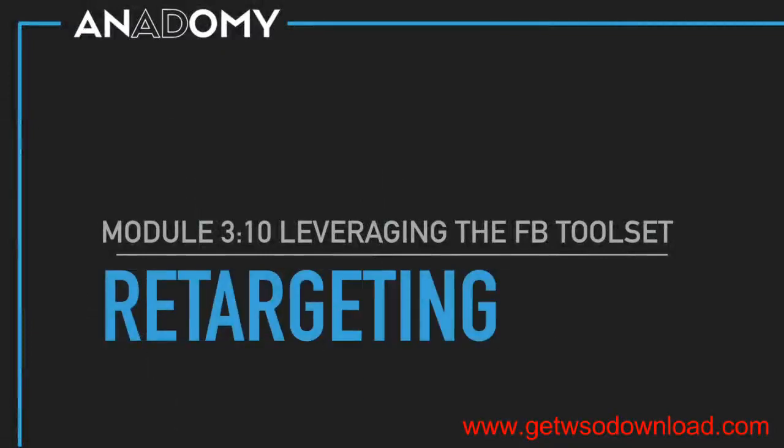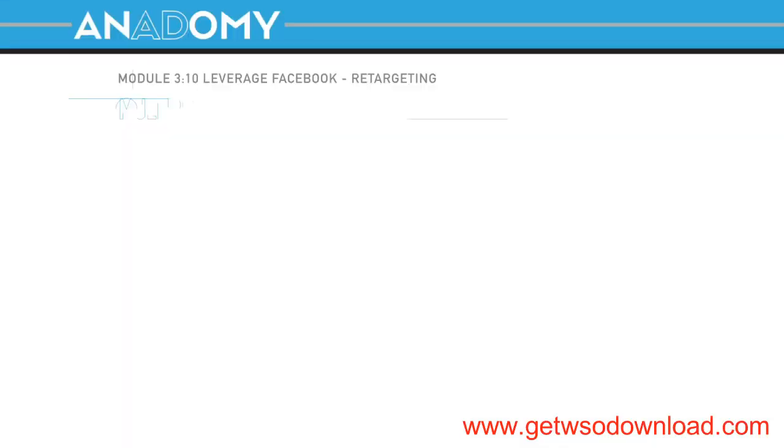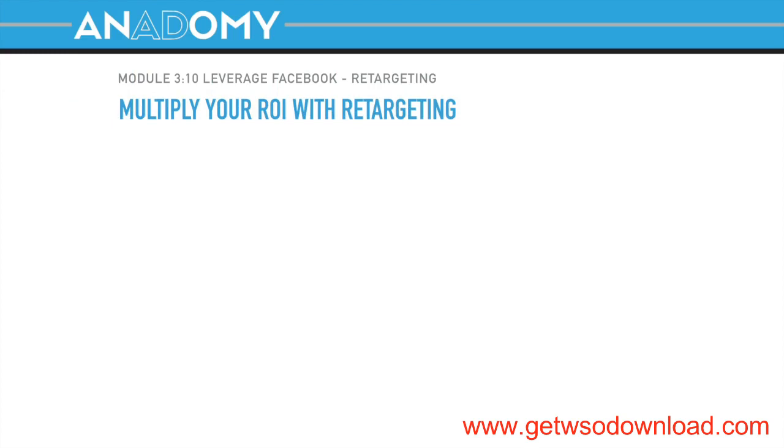What I want to do is show you how you can multiply your ROI and 4 reasons you have to be using retargeting. Next, we're going to look at a simple 3-step process for how to retarget. I'm also going to give you some retargeting examples, and finally, we're going to tie up this lesson with some general retargeting best practices. So first of all, multiply your ROI with retargeting.